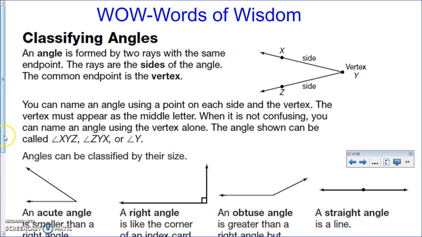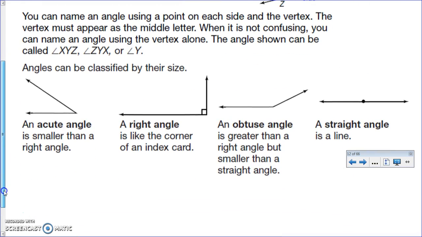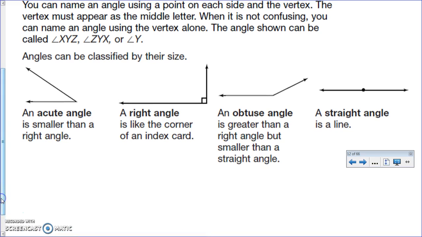Angles can also be classified by their size. An acute angle is smaller than a right angle. A right angle is like the corner of an index card. It is 90 degrees. An obtuse angle is greater than a right angle, but smaller than a straight angle. And a straight angle is a line, or 180 degrees.